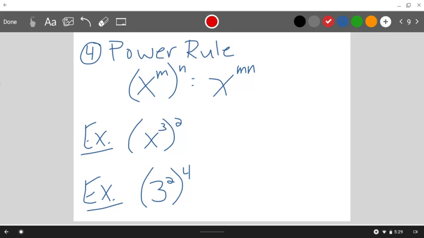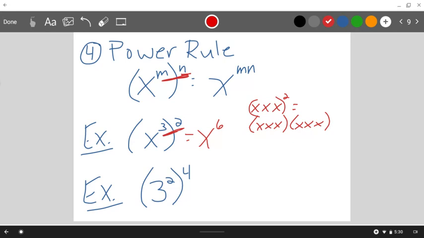Power rule. When you have an exponent outside of parentheses, it's something raised to a power, you multiply the exponents. So for example, if I have x to the 3rd and it's all squared, I multiply and I get x to the 6th. Again, if you want to think about writing that out, x cubed squared would be if you had 3 x's multiplied and it was squared, which means you're multiplying it times itself, and you end up with 6 x's.